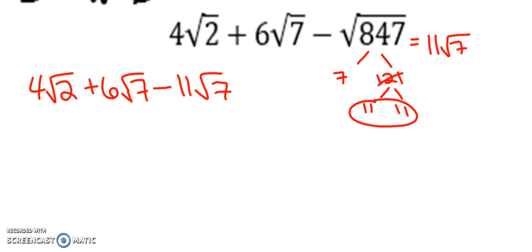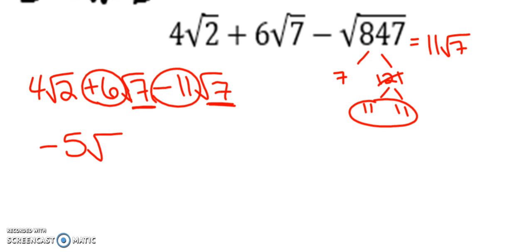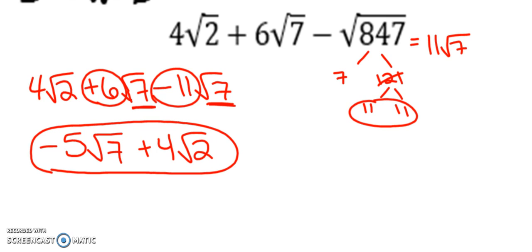If you notice, all the numbers underneath the radical signs are not the same. The only ones that are the same are the last two terms. So we're only going to combine the coefficients on those two terms. Well, 6 minus 11 gives me negative 5 square root of 7. And I'm just going to bring down my positive 4 times the square root of 2. There's nothing you can combine it with, so it just stays a separate term. So my final answer is actually a problem. And that's okay, because there's nothing else we can combine.